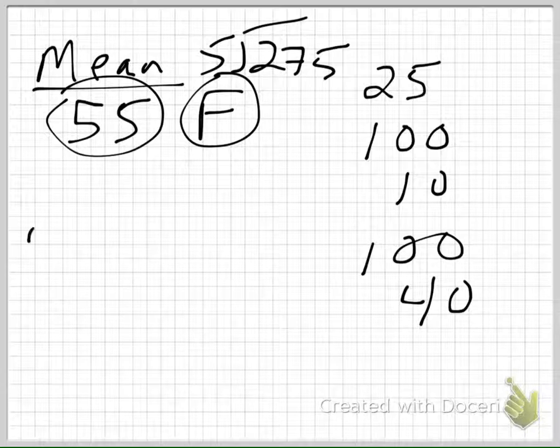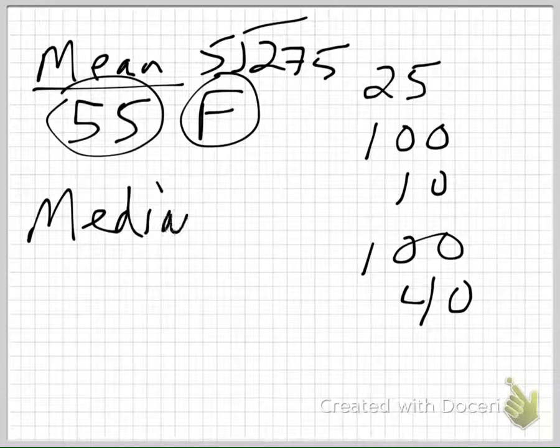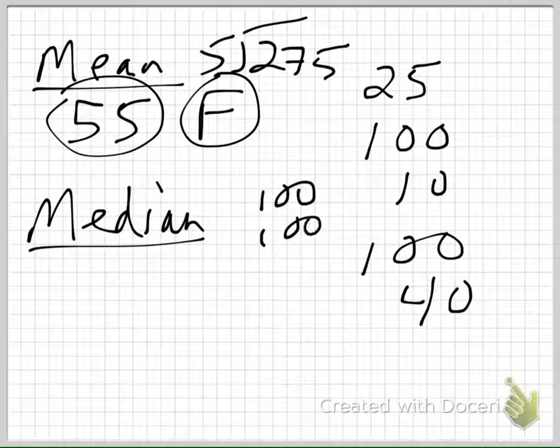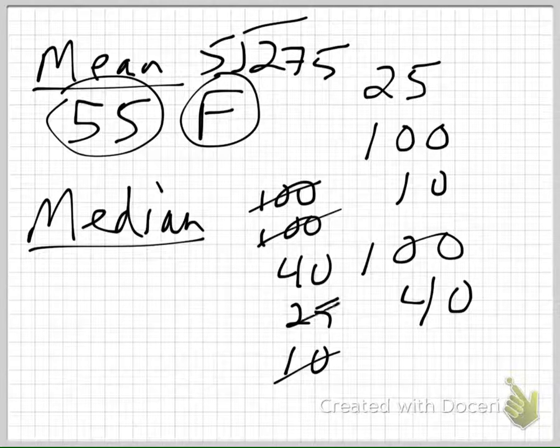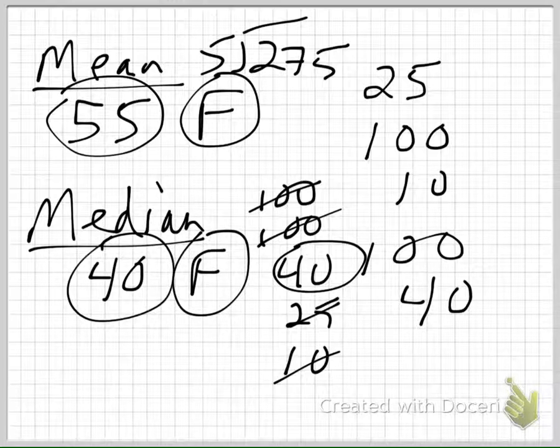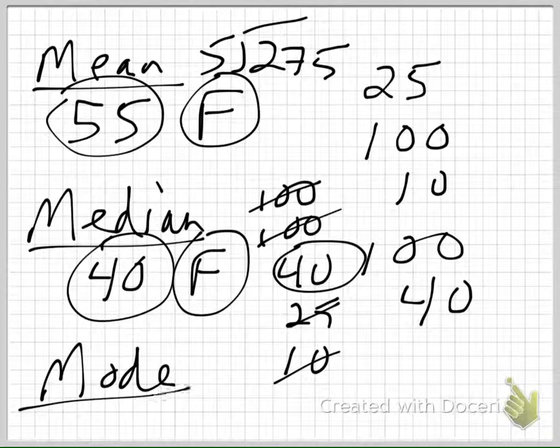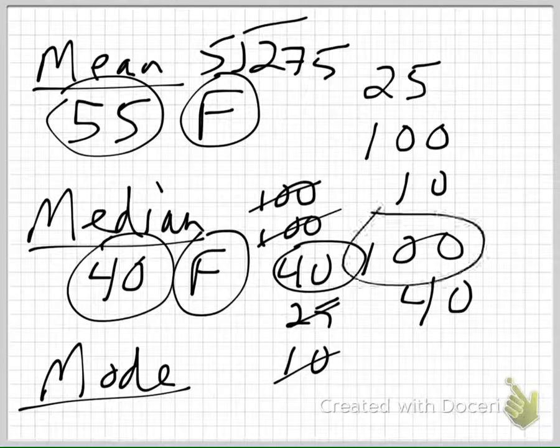Okay? The median, what would be the median? So the median is that we line them all up in order. So we would go 100, 40, 25, and 10. We would cross off, cross off, cross off, cross off. The median is a 40, also a big fat F, right? That's horrible. The mode of this data, though, the one that comes up most often, is 100.